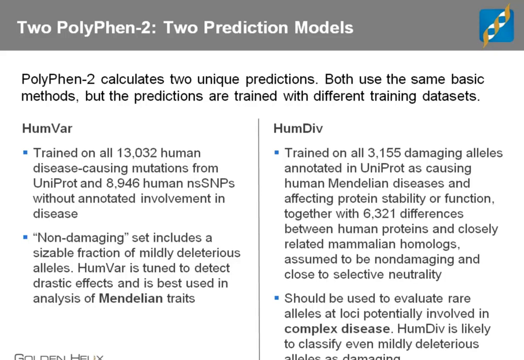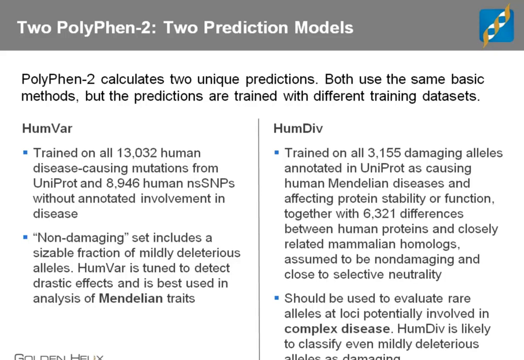Now, the most important thing to understand about PolyPhen-2, in my opinion, is that there are 2 different prediction models available within the algorithm. One of them is called HumVar. It's a human variation-based panel that they use for the training data set, and that's where they differ from each other, in the training data used.